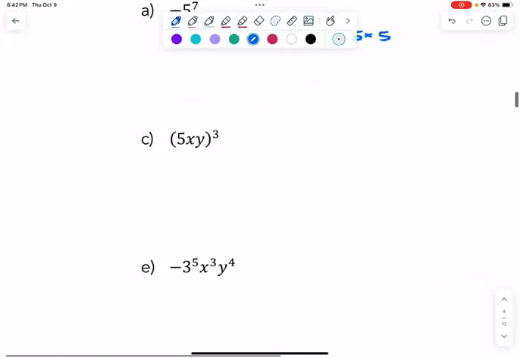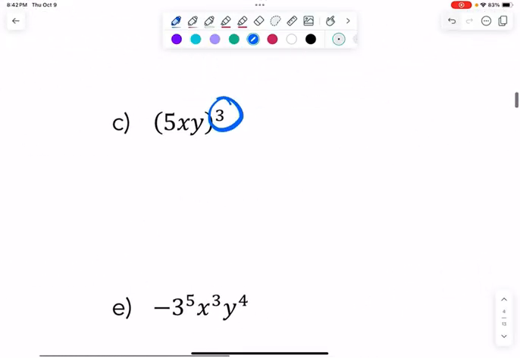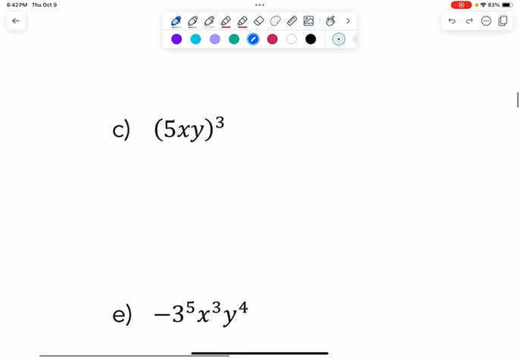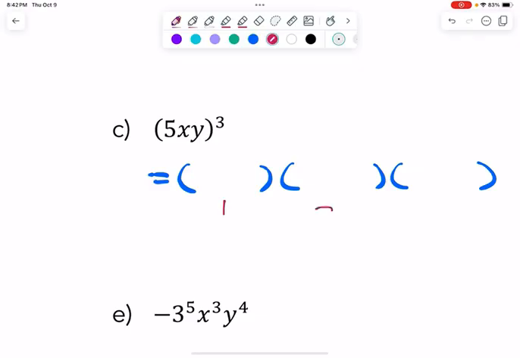Down on the left, example C, exponent of 3 applying to some brackets. So this is equal to those brackets times those brackets times those brackets. They're in there 1, 2, 3 times. And those brackets contain a 5xy each and every time.